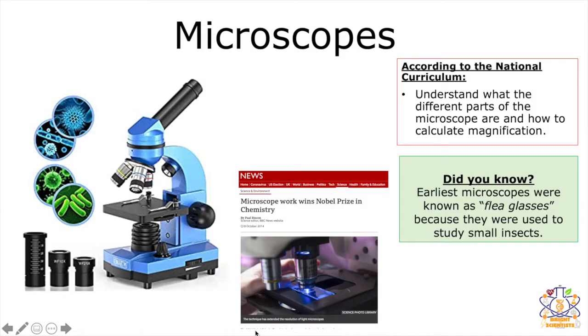I don't know whether you know, but the earliest microscopes were often known as flea glasses because they were used to study small insects as they used to magnify them and make them look bigger. Why not check out this news article on microscopes and how they won the Nobel Prize in Chemistry?